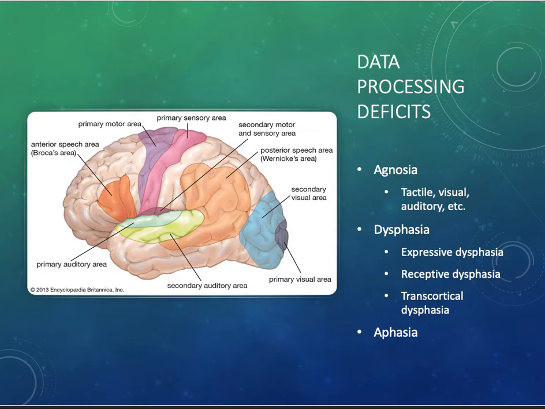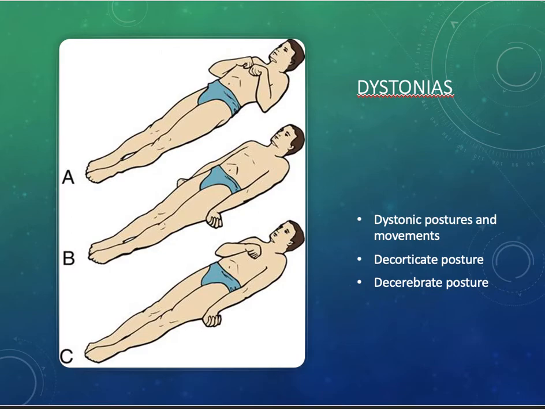Transcortical aphasia is a type of aphasia or dysphagia that is damage to specific areas of the brain. So certain specific areas. And they have poor comprehension of what they hear, but they can repeat it. And they can talk relatively fluently. Okay, so it's just specific areas that are damaged there with transcortical dysphagia or aphasia.